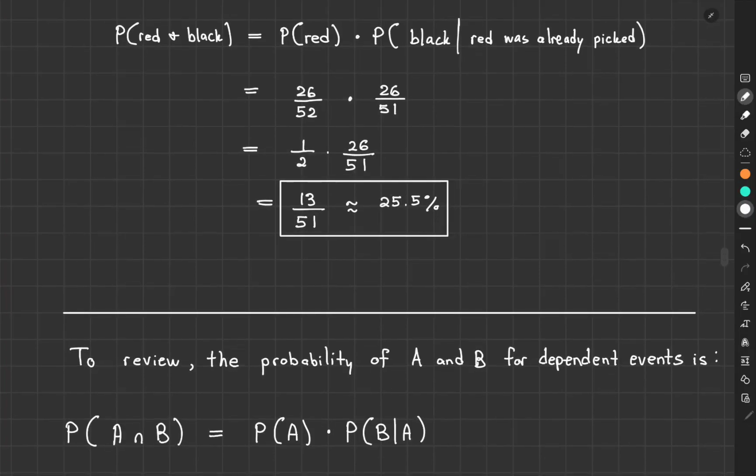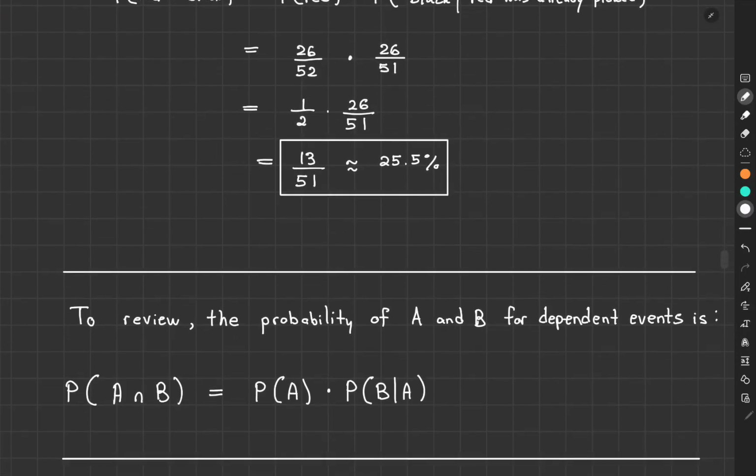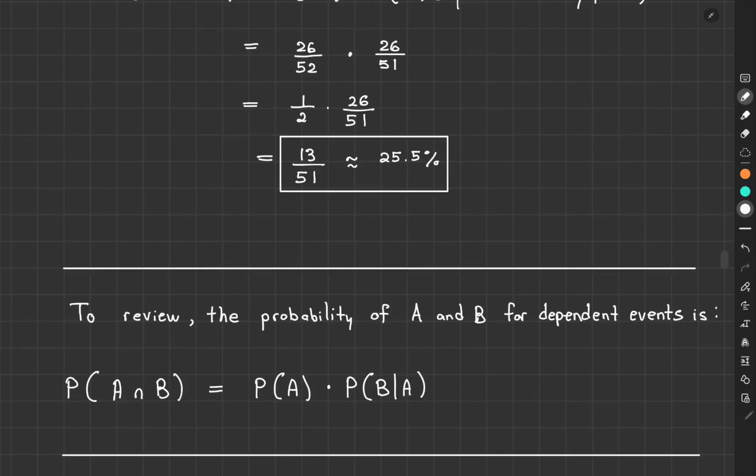So to review, the probability of A and B for dependent events is given by this formula. Probability of A and B is equal to probability of A times probability of B given A. Now, let's say we're interested in knowing just the conditional probability. What's the probability that something happens given that something else has already happened? Well, we can rearrange this formula and isolate probability of B given A.